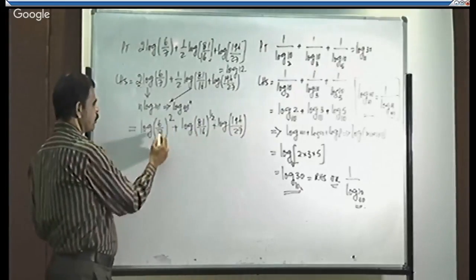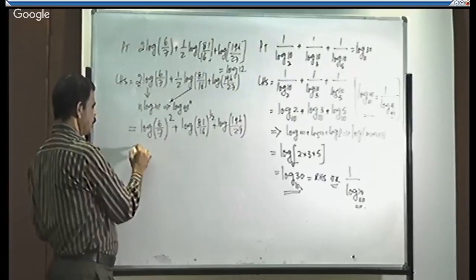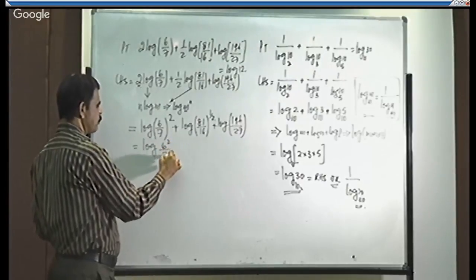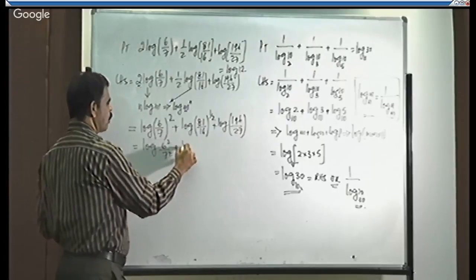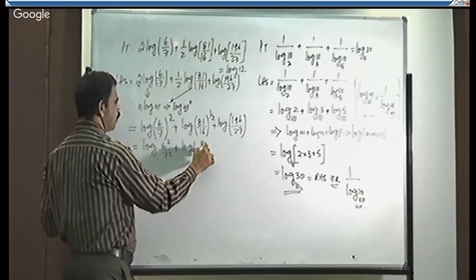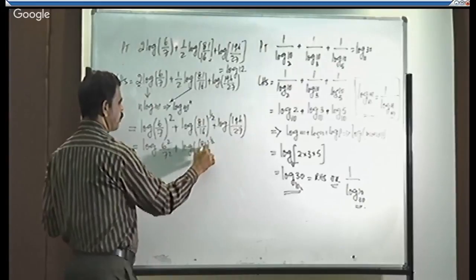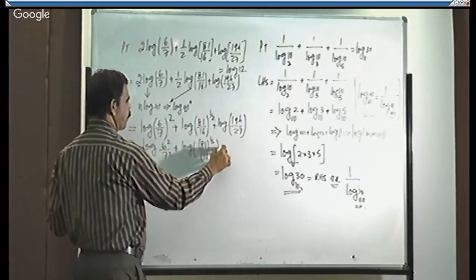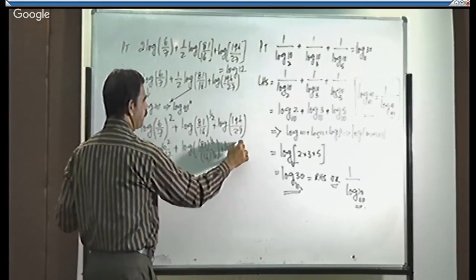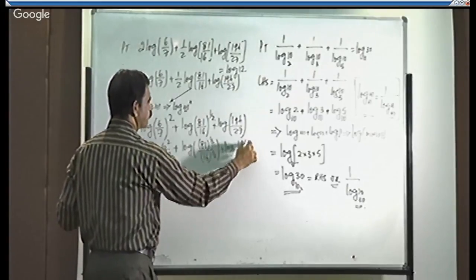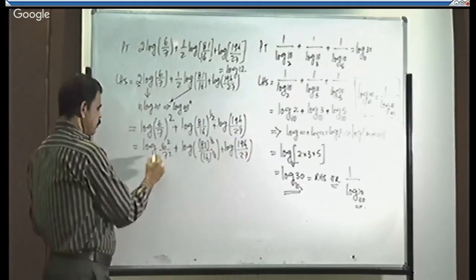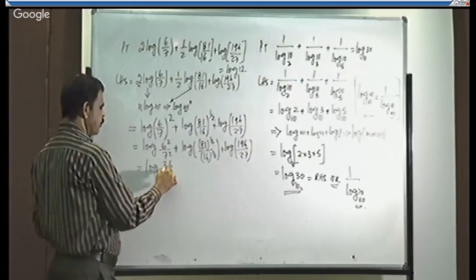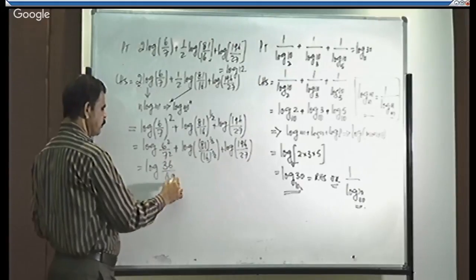When we have square for both numerator and denominator, it becomes what? Log of 6 square divided by 7 square, plus log of 81 to the power of half divided by 16 to the power of half, plus log of 196 divided by 27. Simplify first two terms. 6 square is 36, divided by 7 square is 49.